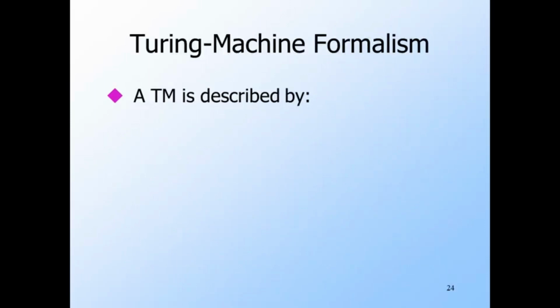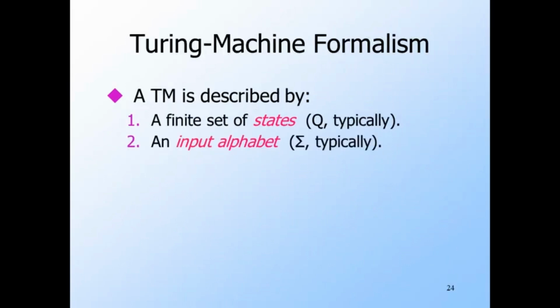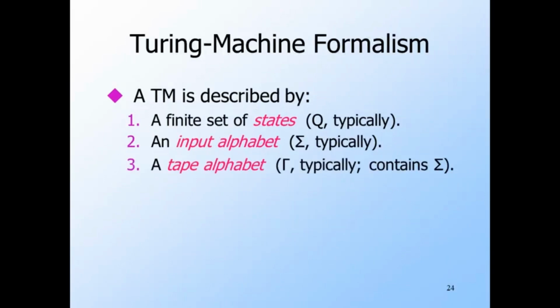So here's the formalism we'll use for Turing machines. There's a finite set of states, and we'll follow our tradition of using Q for this set. There's a finite input alphabet for which we use the traditional sigma. There's a finite tape alphabet, gamma, which always includes the input alphabet. The transition function is, as always, delta, and we'll talk about how that works next.